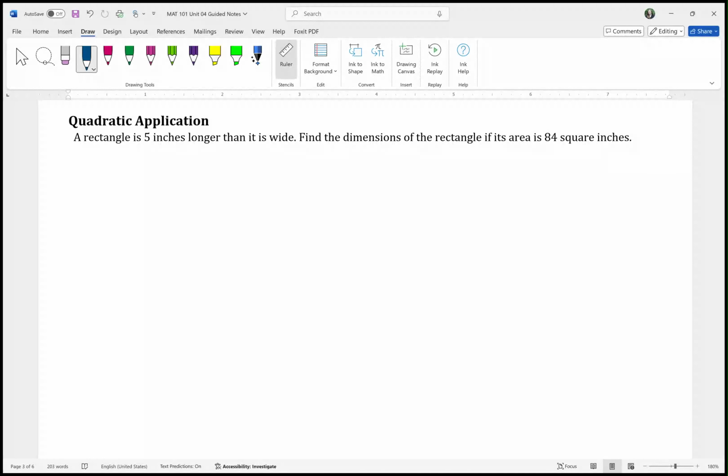We have previously done a problem where it was also talking about a rectangle, but it was asking for perimeter. So this is the major difference between these two problems. This one clearly is asking for area or discussing area.